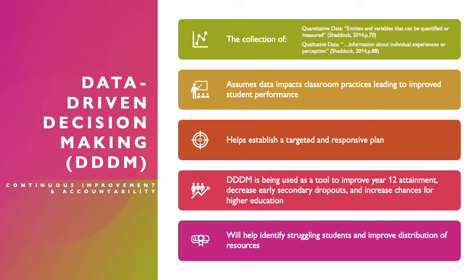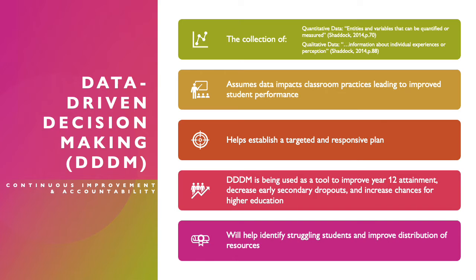So let's first look at data-driven decision-making, or DDDM. In relevant context and the simplest of terms, DDDM is used for continuous academic improvement and to measure accountability of our actions. Essentially, what we are doing is collecting both quantitative and qualitative data. Quantitative being entities and variables that can be measured, and qualitative being information about individual experiences or perception.